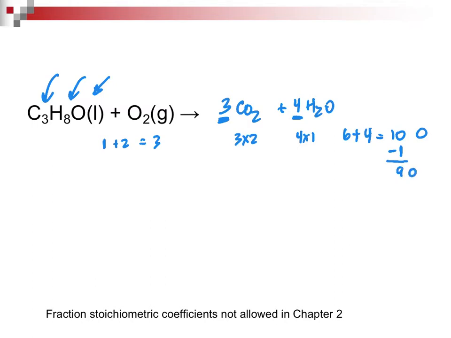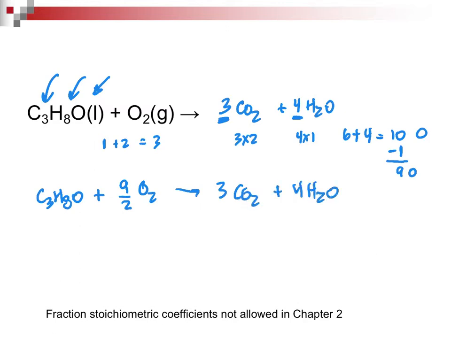That says I can put a 9 halves in front of the diatomic oxygen, because that will give me 9 oxygen atoms. So let me just continue to rewrite, and there is my equation. Now there is an issue.